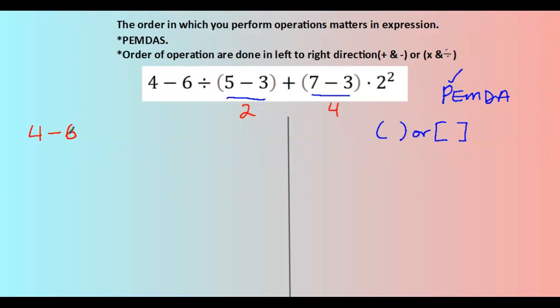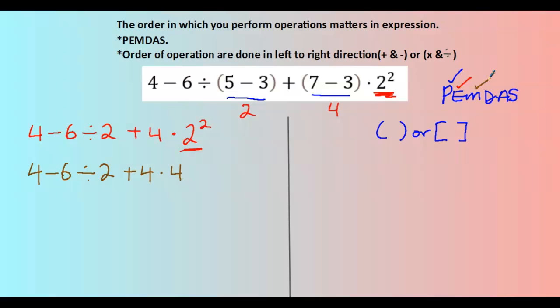4 minus 6 divided by 2 plus 4 times 2 squared. Now we move on to the E, which is the exponent. The exponent is the power. So we have exponent here, or we have exponent here. So 2 times 2 will give us 4. Let's rewrite it and include it in there. So 4 minus 6 divided by 2 plus 4 times 4.